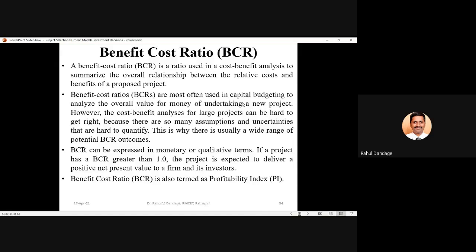If you have mutually exclusive projects, then we have to calculate the benefit cost ratio for all of them individually, and then take the project which has the highest benefit cost ratio, because that will be the project giving higher benefits as compared to the cost incurred or the initial investment.